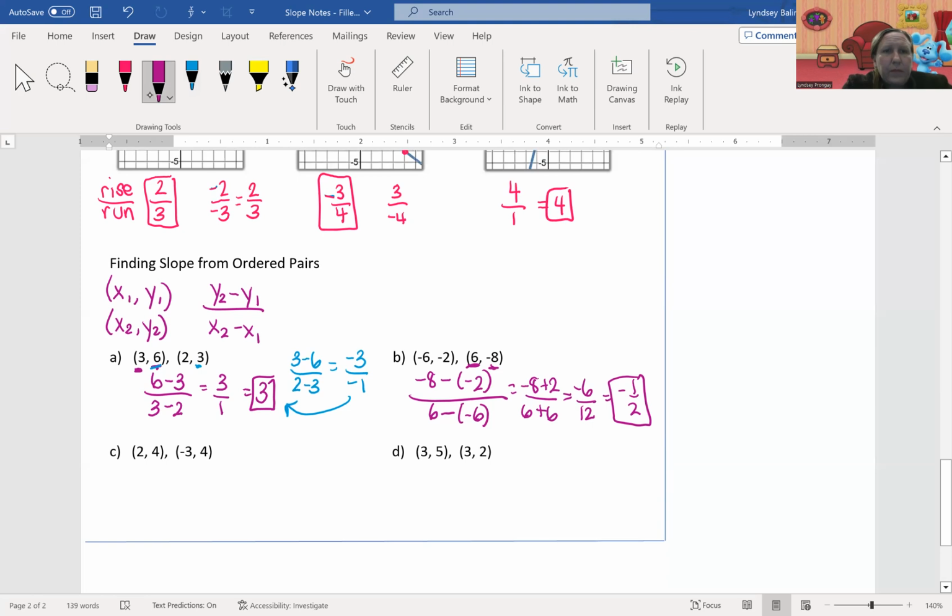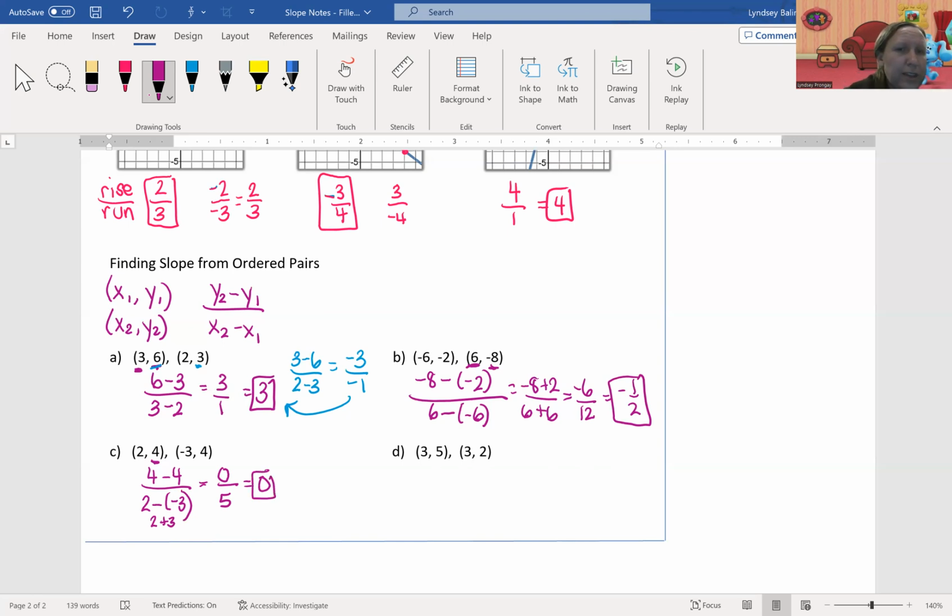Two more. Y minus y over x minus x. So here, they're the same, so this might be interesting. I'm going to do 4 minus 4, and I'll say I started with that one. So in the denominator, we'll do 2 minus -3. So that's going to become 0 over 5, because this really becomes a 2 plus a 3 there. And 0 over 5 equals 0. A 0 divided by a number, as long as it's not 0, is always 0.